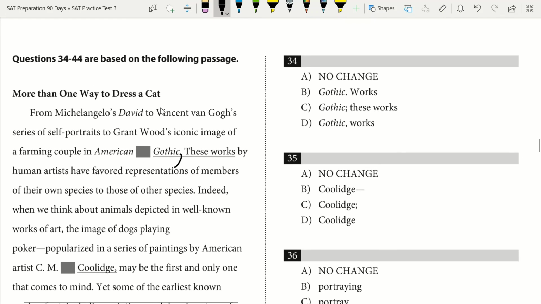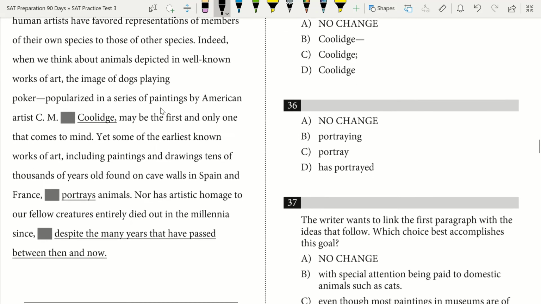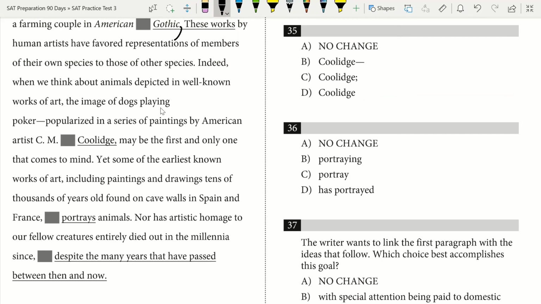Okay, 34. I talked about how I want to have a comma after that introductory dependent clause there. So since I want to have that comma, I see my only answer there is going to be D. All right, now I got question 35. We have the image of dogs playing poker, popularized in a series of paintings by American artist C.M. Coolidge. I'm going to have another em dash there to set off that non-essential phrase or clause.